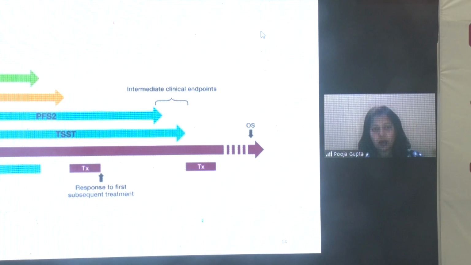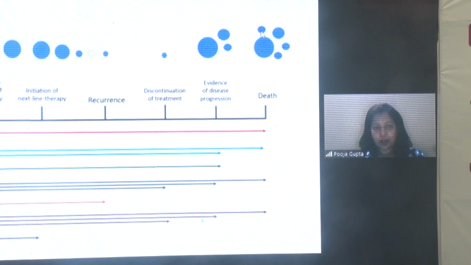So from progression-free survival, which measures at every visit whether the disease is progressing or not, the criteria for progression is well established in the protocol itself. From there to overall survival, several intermediate clinical endpoints have been defined, which are being explored for different types of cancers, depending upon the disease pathophysiology.